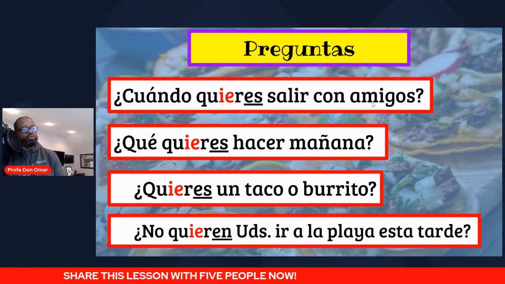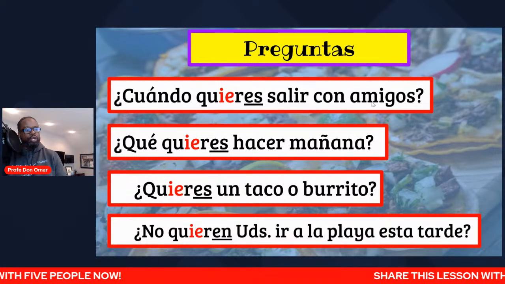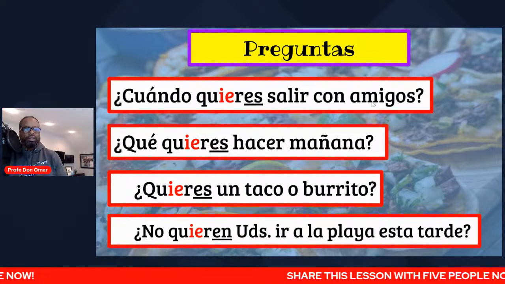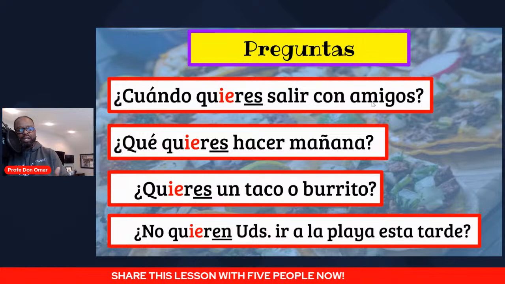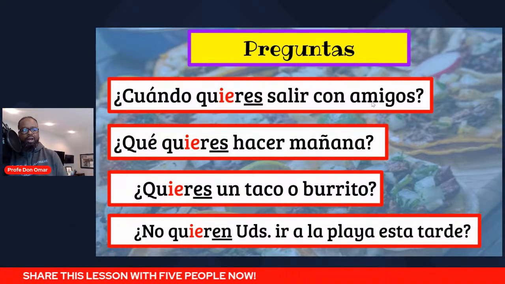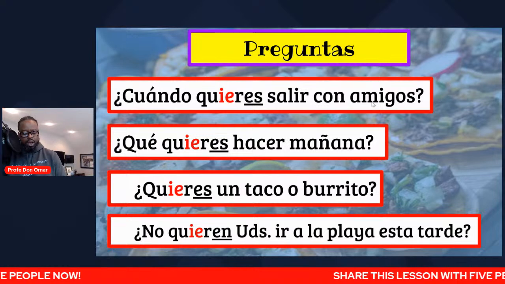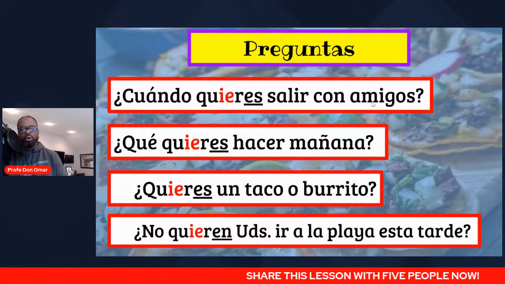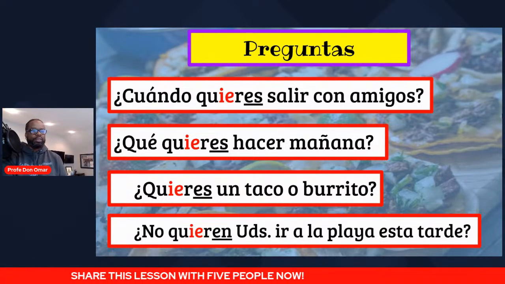Then we have ¿Quieres un taco o burrito? Do you want a taco or burrito? And then ¿No quieren ustedes ir a la playa esta tarde? That's the normal rate that we would hear that. ¿No quieren ustedes, abbreviation right there, ir a la playa esta tarde? Y'all don't want to go to the beach this afternoon? All right. So that's what we have going on right there.